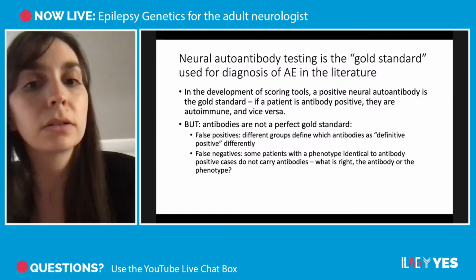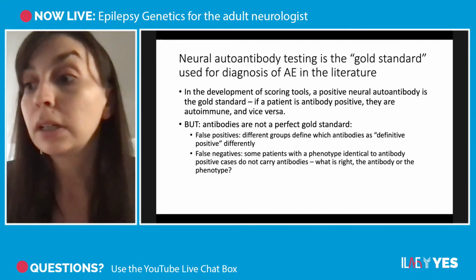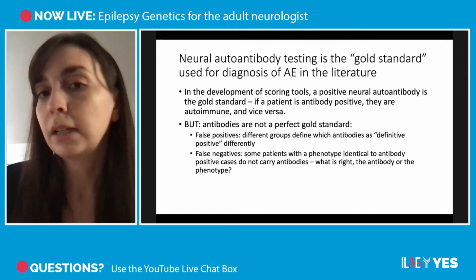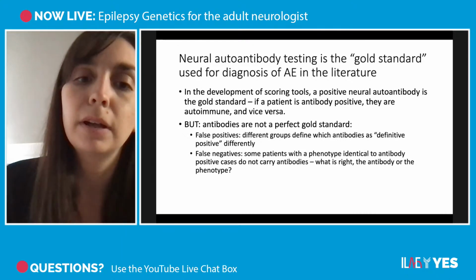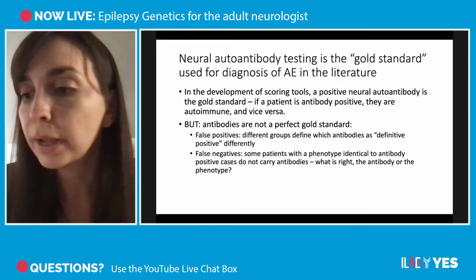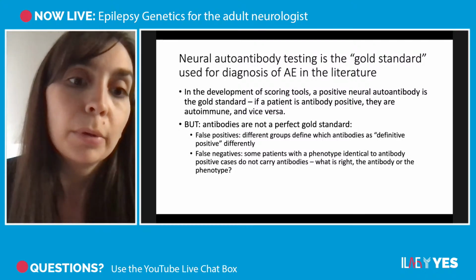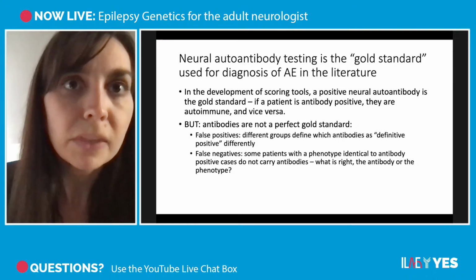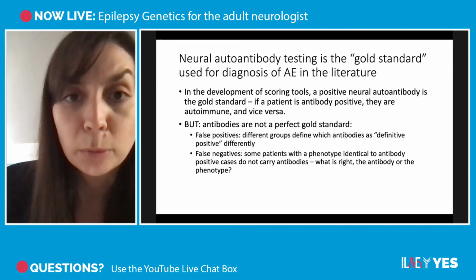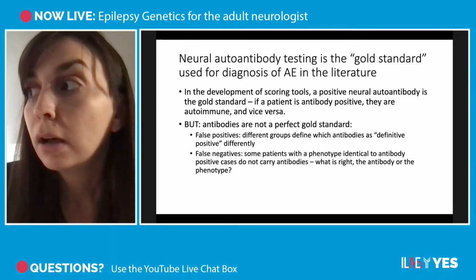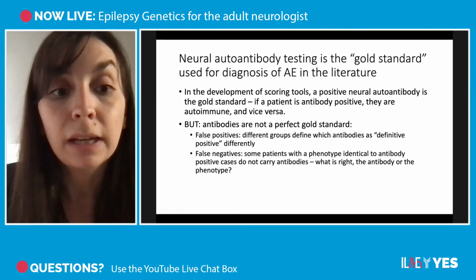The other side to this is there are patients who have a clear autoimmune encephalitis clinically. They have bilateral mesial temporal FLAIR changes on MRI. They have an active CSF, but they don't have an antibody. Does that mean that they don't have an autoimmune process? Probably not. There is an entity of antibody negative autoimmune encephalitis.